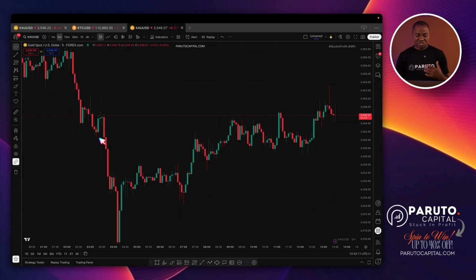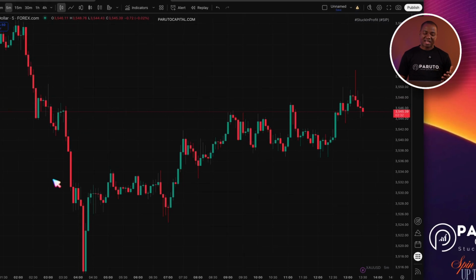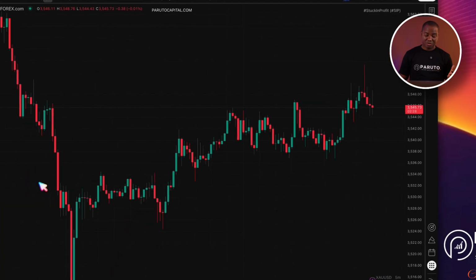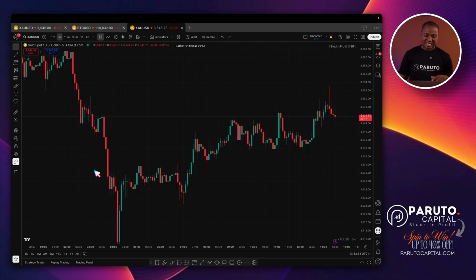Now, just something to take note of. The line chart is really the simplest, just showing closing prices, good for beginners, but lacks real detail. Then the bar chart shows more detail: open, high, low, and close. And then we have the candlestick, which is the most popular, and my personal favorite also. Candlesticks show the same info as bars, but in a much clearer and more visual way.